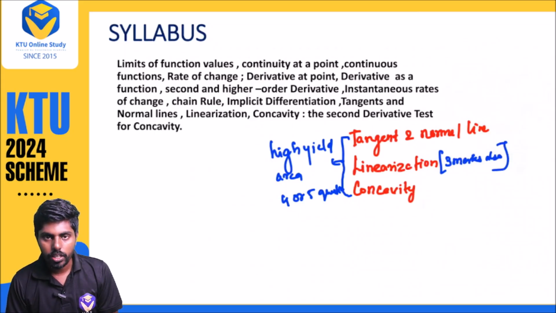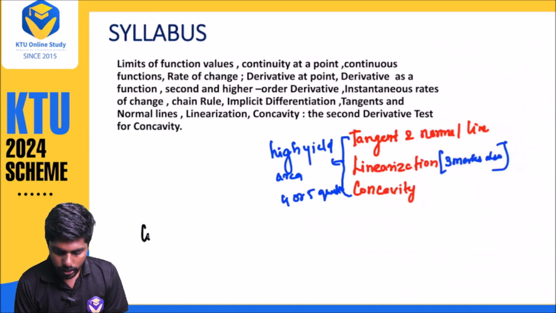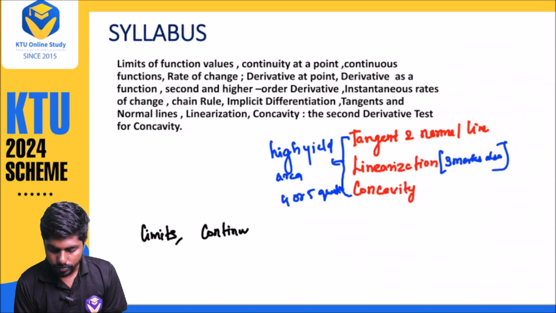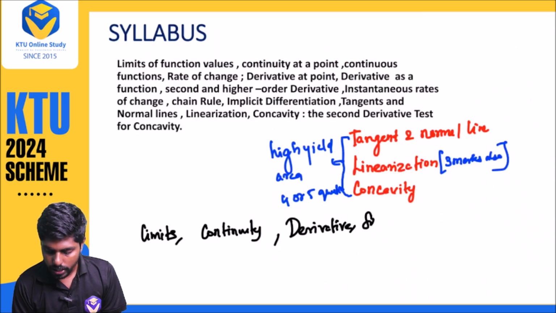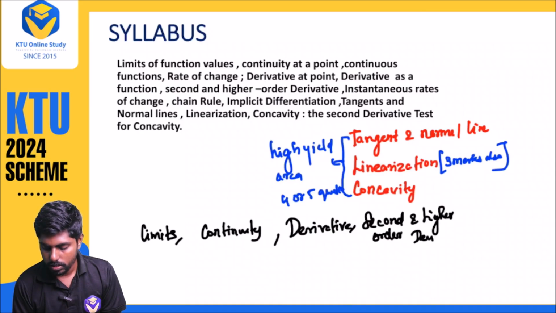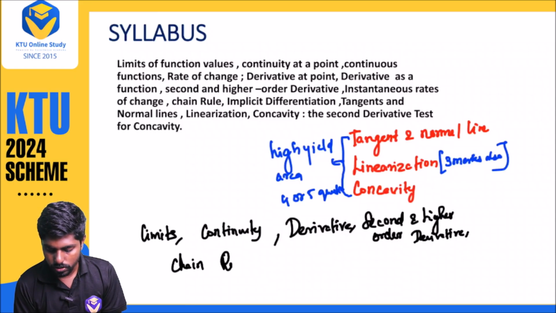In the previous class, what topics have we studied? We have studied limits, continuity, and derivatives. Then we covered second order or higher order derivatives. Then we also covered the chain rule. Then we also covered implicit differentiation. So these are the areas we have covered until now.